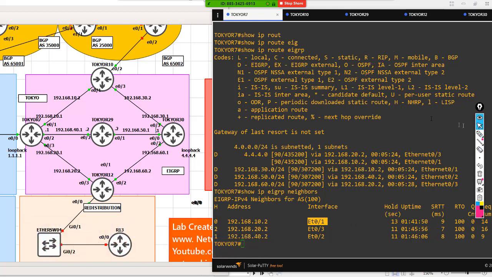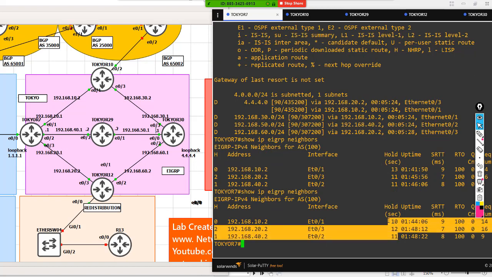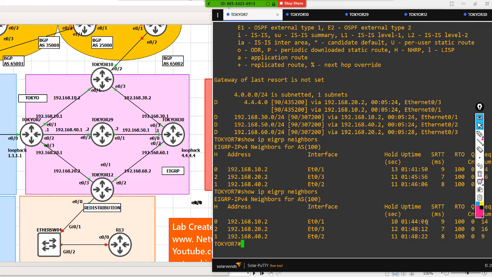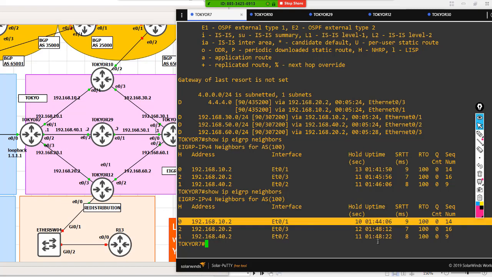If I just redo it, you can see this is going in descending order from 15, 14, 13, 12 till 1. And you see the uptime. So basically, for the last 1 hour 44 minutes, these neighborships are up. So you can see the neighborship time for all three.